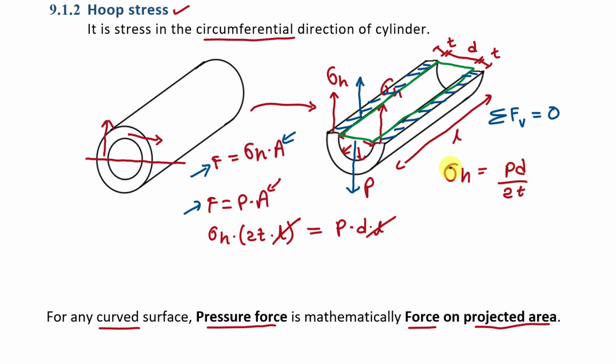So this is the stress along the circumferential direction of this cylindrical pressure vessel, or we can also say that this hoop stress is along the tangential direction of this cylindrical pressure vessel.